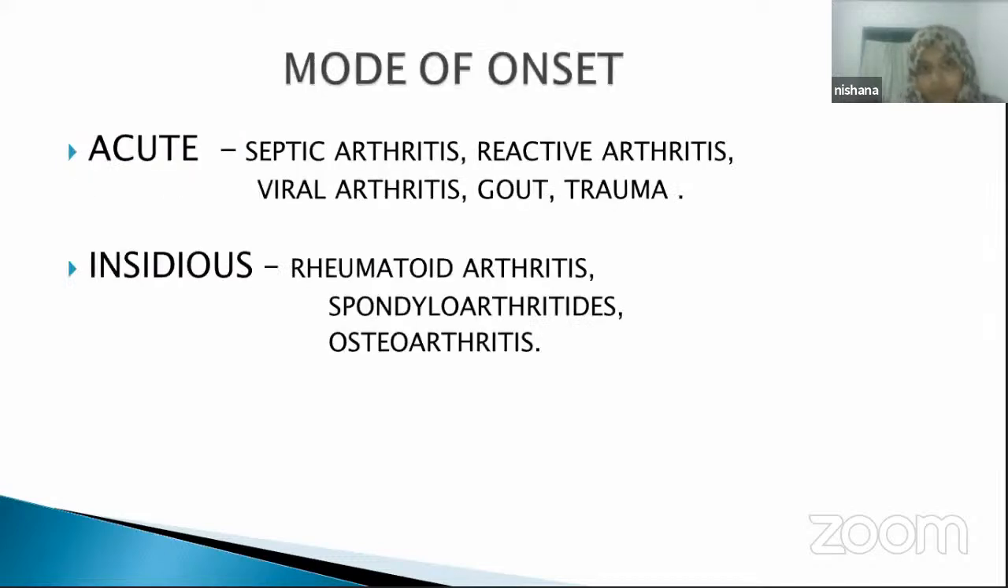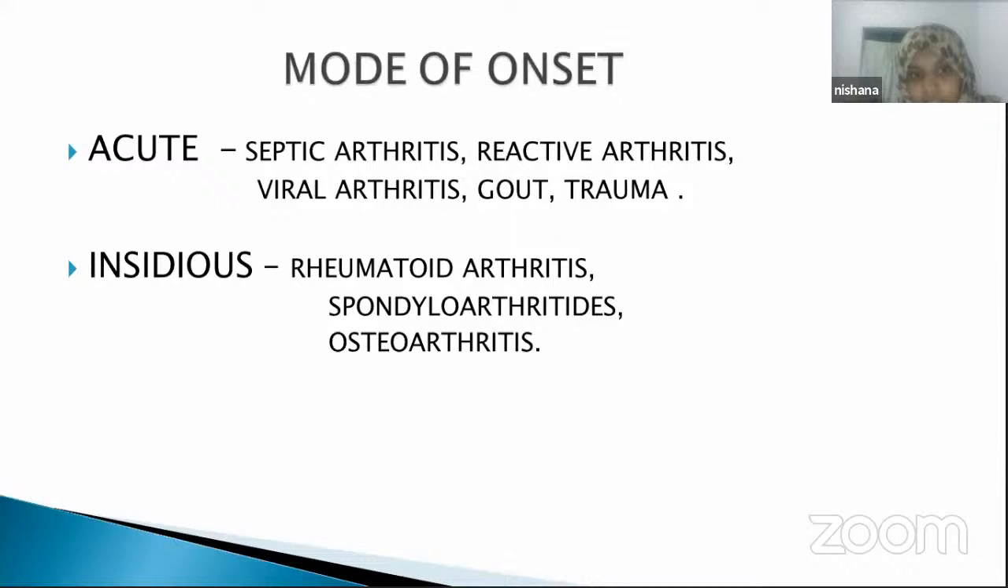Then coming to the various patterns of arthritis, first we have to ask the patient about the mode of onset. If the patient can remember when it started, that is the easy way of identifying acute arthritis. The patient usually remembers when the arthritis started. Common examples are septic arthritis, reactive arthritis, viral arthritis.